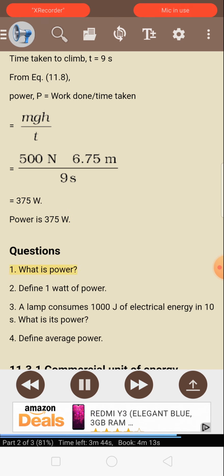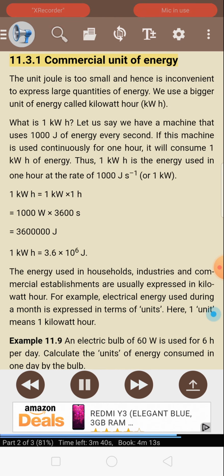Questions. 1. What is power? 2. Define 1 watt of power. 3. A lamp consumes 1000 J of electrical energy in 10 s. What is its power? 4. Define average power.